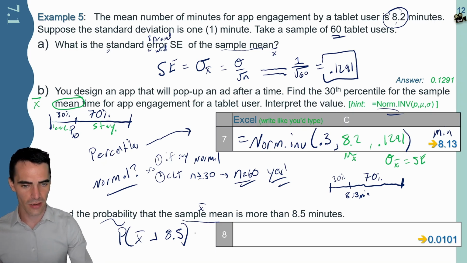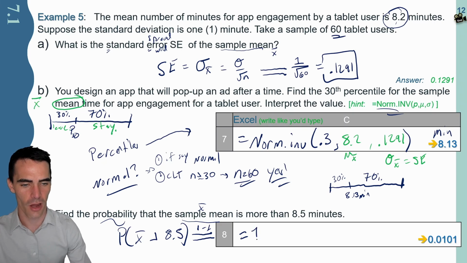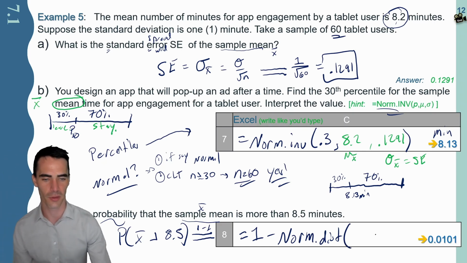The problem with more than is, again, anytime we see more than, we can't do it directly. Instead, what I have to do is I have to convert it. And whenever you see greater than, we should always write 1 minus and do the less than. So I'll write it right here. I'll write 1 minus for probability. It's the normal distribution, so I'll write norm.dist. That's what you should type in if we're trying to find the probability.